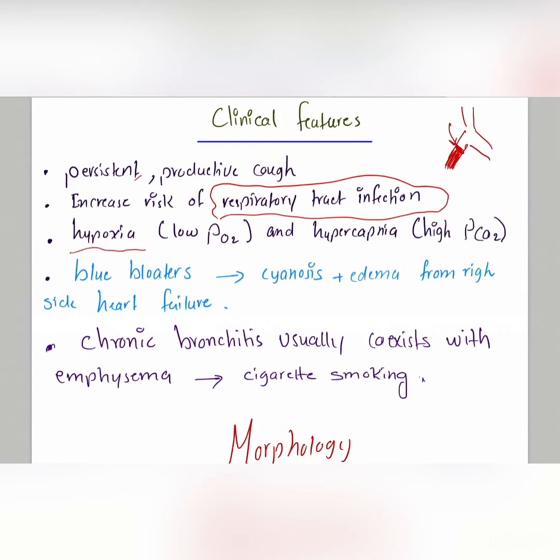They also have hypoxia, meaning decreased oxygenation of tissue, and hypercapnia, meaning high CO2 level in the blood. Patients with chronic bronchitis are called blue bloaters, meaning they have cyanosis, bluish discoloration of skin and mucous membrane. Because of what? Because of hypoxia, meaning decreased oxygenation, unlike patients with emphysema, who we said have adequate oxygenation of hemoglobin. And edema from right side heart failure. Patients with chronic bronchitis may develop a complication, which is right side heart failure.